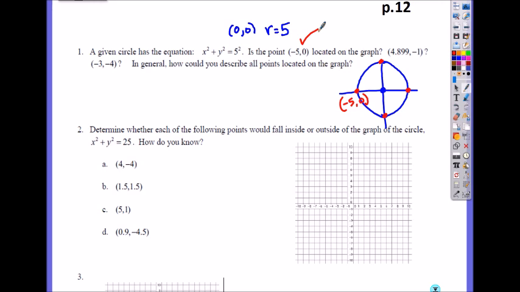What about 4.899, -1, which is somewhere here? How do we know when y is -1, x is 4.899? We can't tell by just looking at it, but what can we do? Yes, you can plug into the equation, and if it's true, that means it's on the circle, right? So here's your x and y. So what do we have?